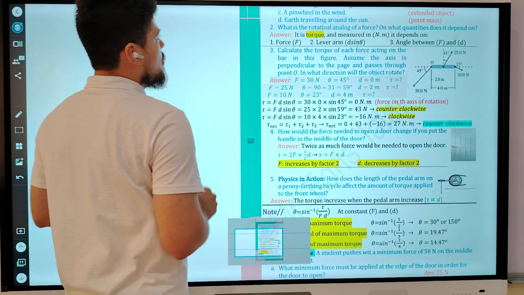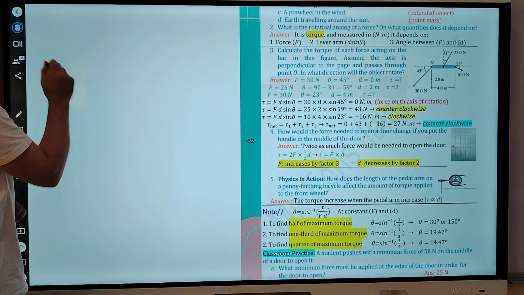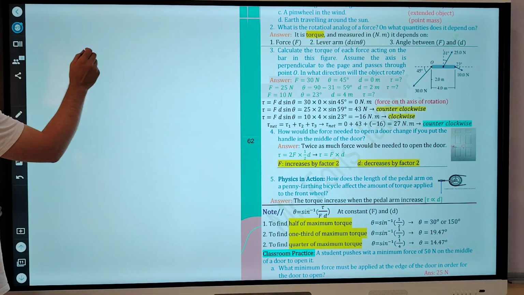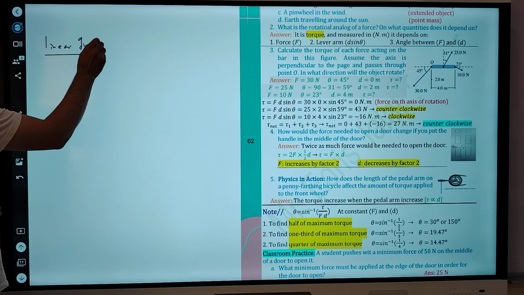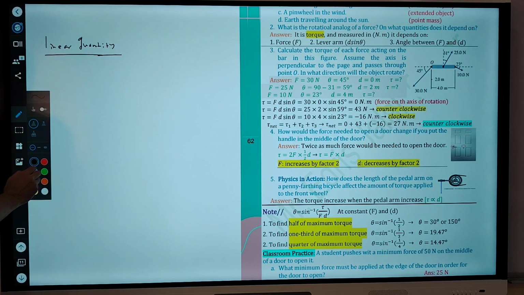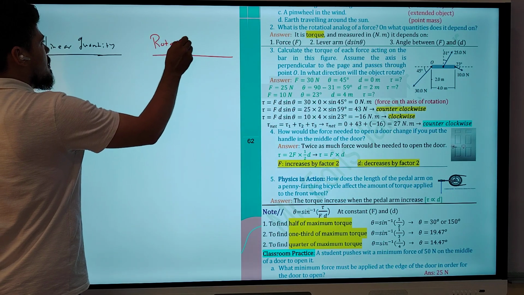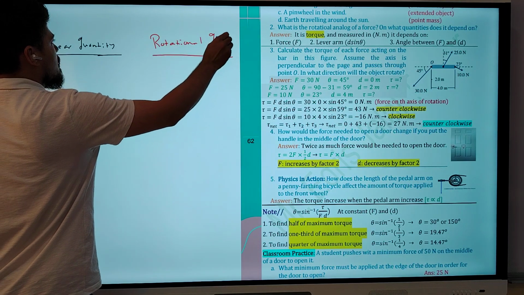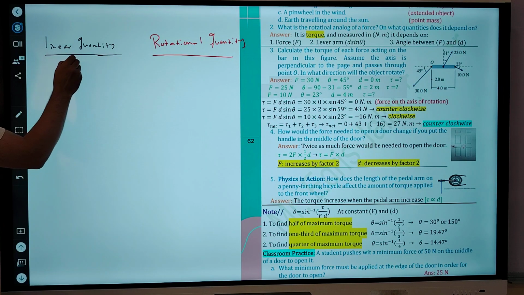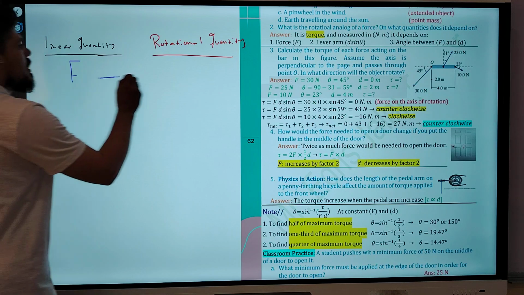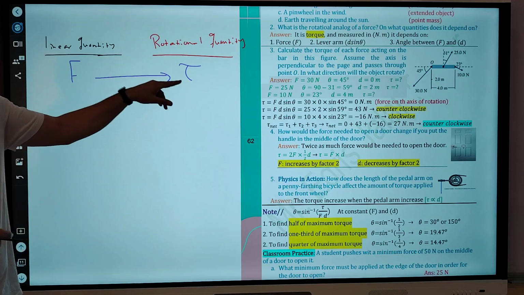Question 2, what is the rotational analog of force? The rotational analog of force is torque. Now I'm going to write some linear quantities and rotational quantities. The first one, force, is a linear quantity. Its rotational analog is what? Torque. What is the rotational analog of force? You have to say torque.